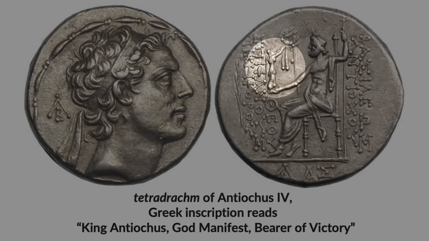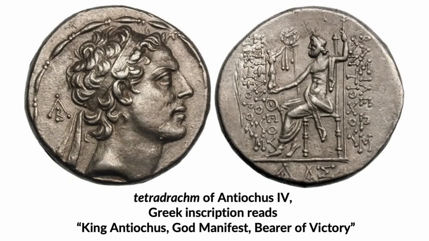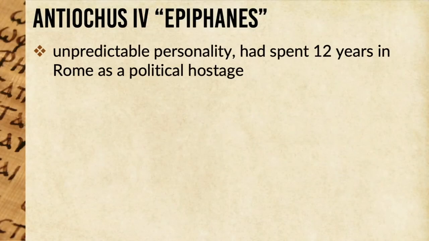Victory was a Greek god. Nike was the Greek god. That's what she was called in Greek. And you notice that this Nike, victory there, is holding that laurel wreath. And so you've got Antiochus holding victory in his hand. He really took this whole deity thing pretty seriously. Well, Antiochus IV had a pretty unpredictable personality. He had spent 12 years in Rome as a political hostage. I'm not sure how good his life was there, but he had a pretty unstable and unpredictable personality.